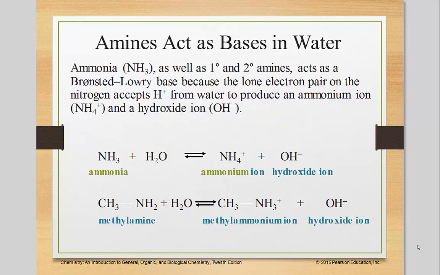Ammonia, as well as primary and secondary amines, act as Bronsted-Lowry bases because a lone electron pair on the nitrogen accepts hydrogen from water to produce an ammonium ion and a hydroxide ion. So here's ammonia. Remember, there was a lone pair here. It'll take one of these hydrogens to make ammonium. Well, there's still a lone pair here, so it'll take one of those hydrogens to form the methylammonium ion.